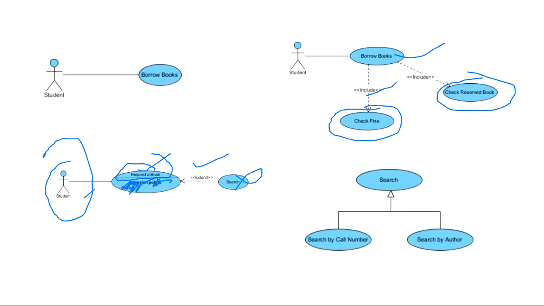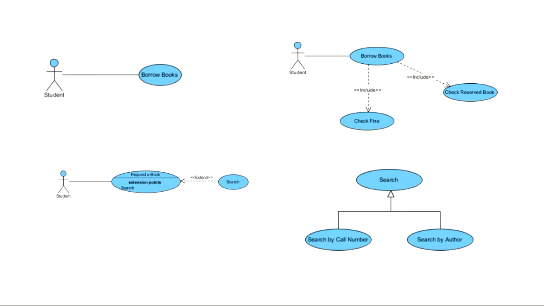Just see the direction. For include, this is the base class, this is the include class. From base to include class it will go. For extend, this is the base class, this is the extend class. From extend to the base class it will go. Just keep the direction in mind, okay? Because this is not a code that will give you some error. You can draw direction in any way, you can write whatever you want inside the use case circle, but it will be graded as per the question.